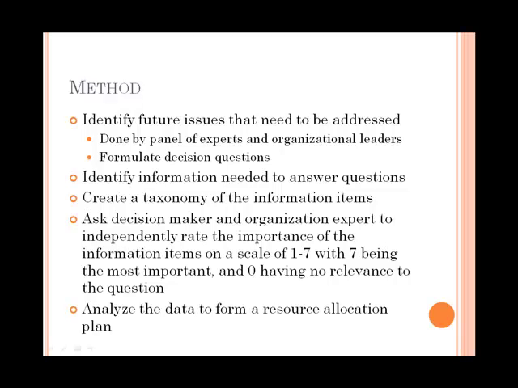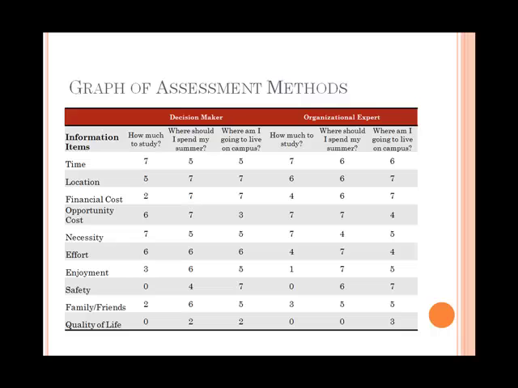Her job is to then rate the importance of each piece of information in the overall goal of correcting the organization's issue. Both the decision maker and an expert within the organization independently rate each general category of information. The scale they use ranges from 1 to 7, with 7 being crucial. Also, the rating 0 is used for information that does not affect the decision in any form. In the end, the data is analyzed to form a resource allocation plan for data collection and storage.